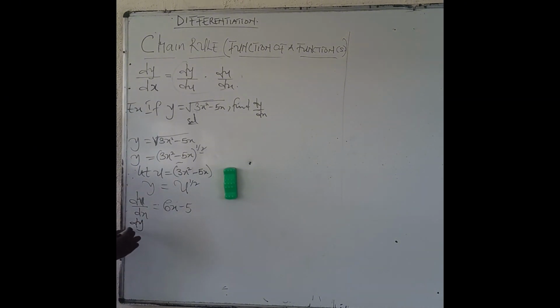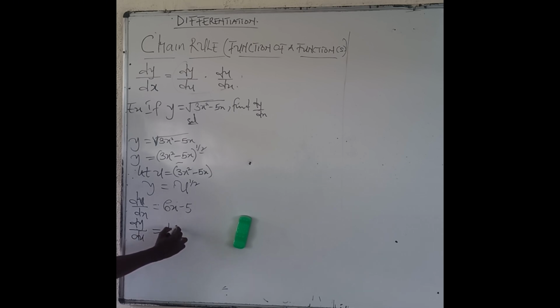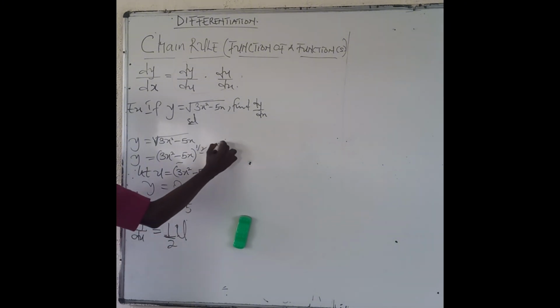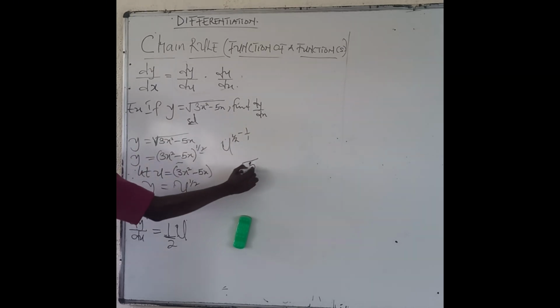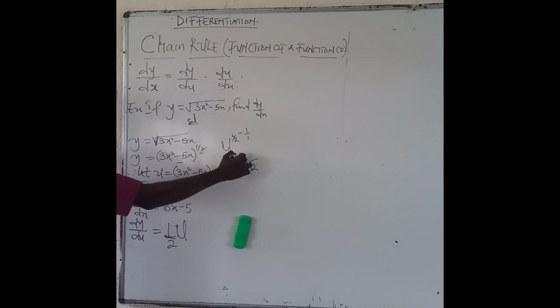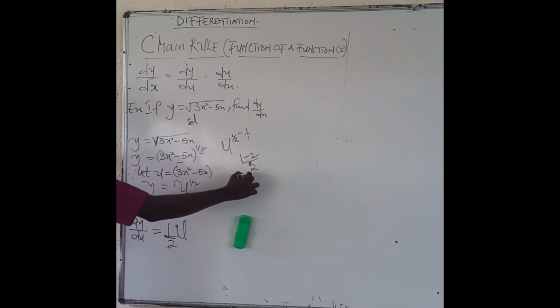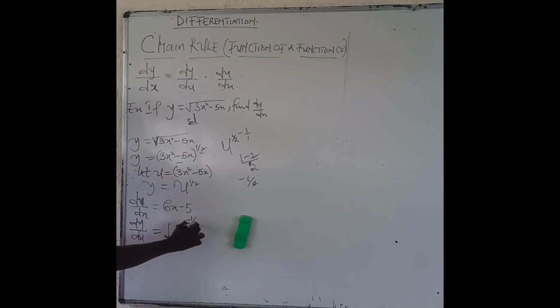So now I'm differentiating y against u. It's going to be the coefficient 1 over 1 times the power, so 1 over 2 multiplied by u raised to the power 1 over 2 minus 1. You look for the LCM, and the LCM here is 2. So 2 goes into 1 once, 1 times 1, 1 minus 2, so you have minus 1 over 2. So your power is going to be minus 1 over 2.